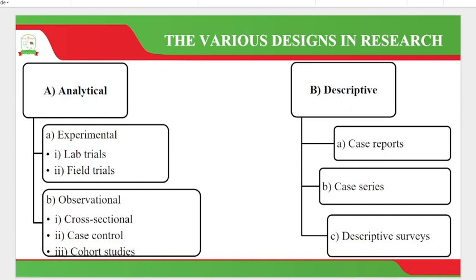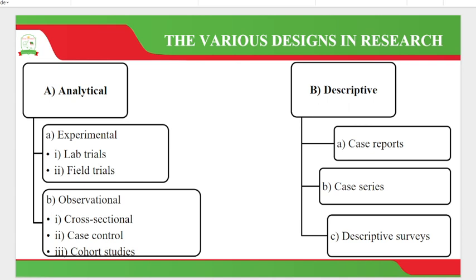The various research designs. This is now the real thing on research design. So research design can be analytical, can be descriptive. We are going to see how you identify that my research is going to be analytical, and how you identify that my research is going to be descriptive. Analytical studies can be experimental or observational. We are going to understand all of these and how they fall under analytical studies.